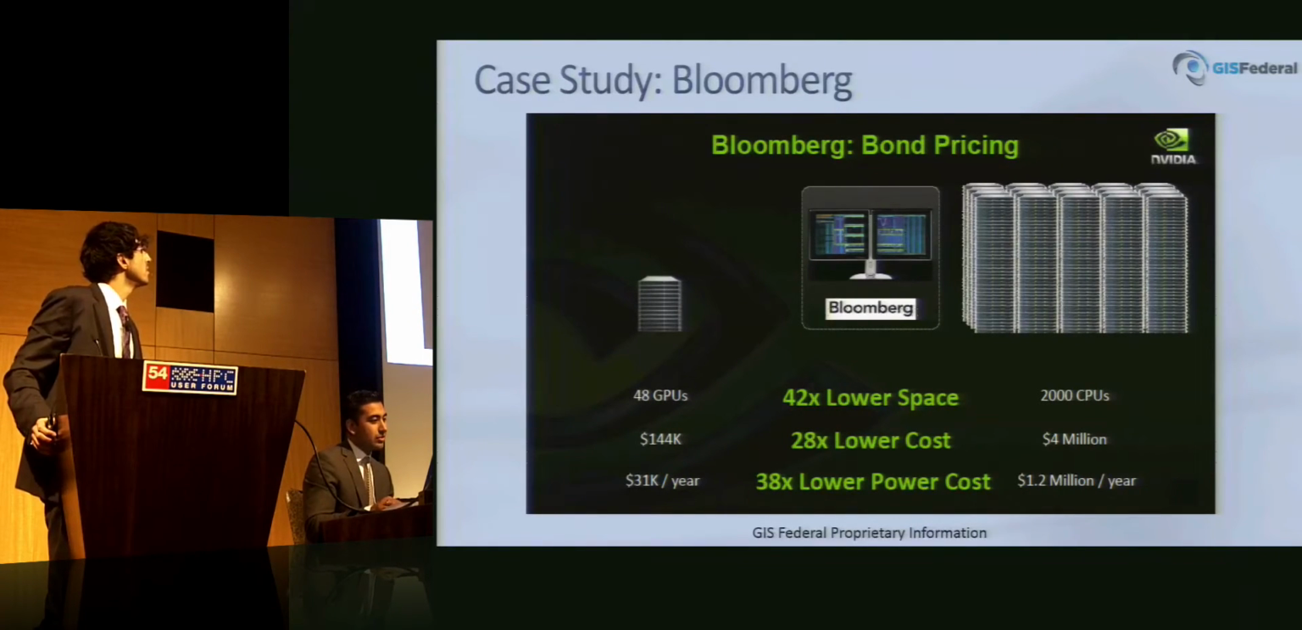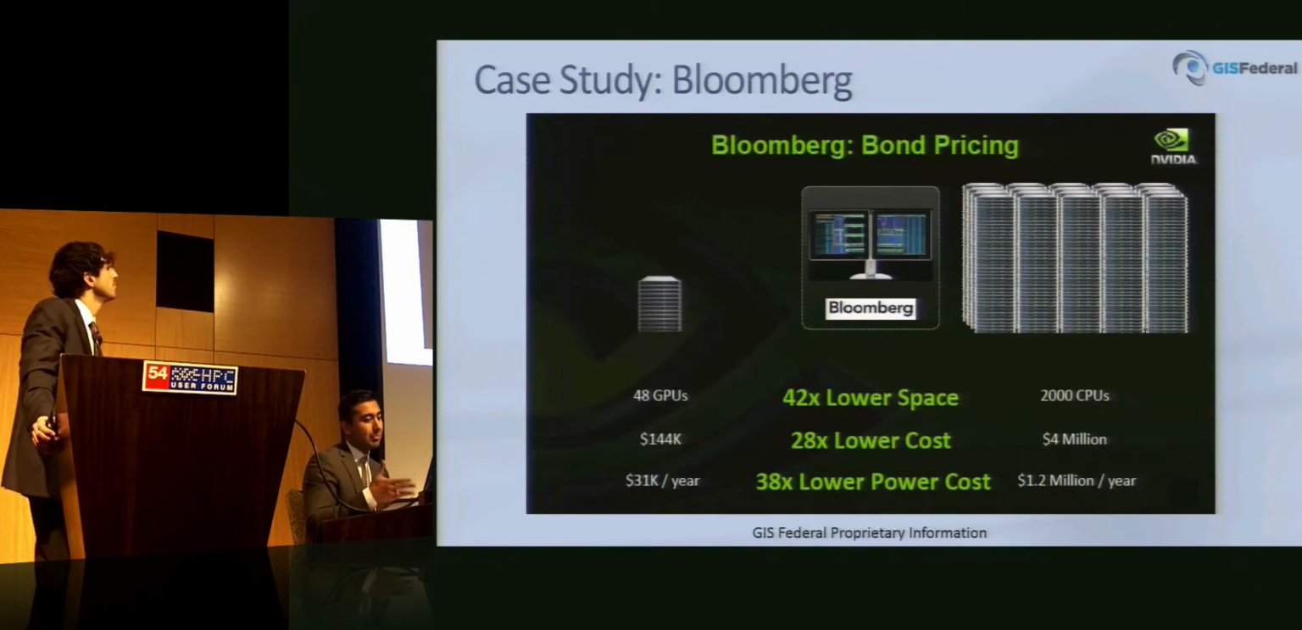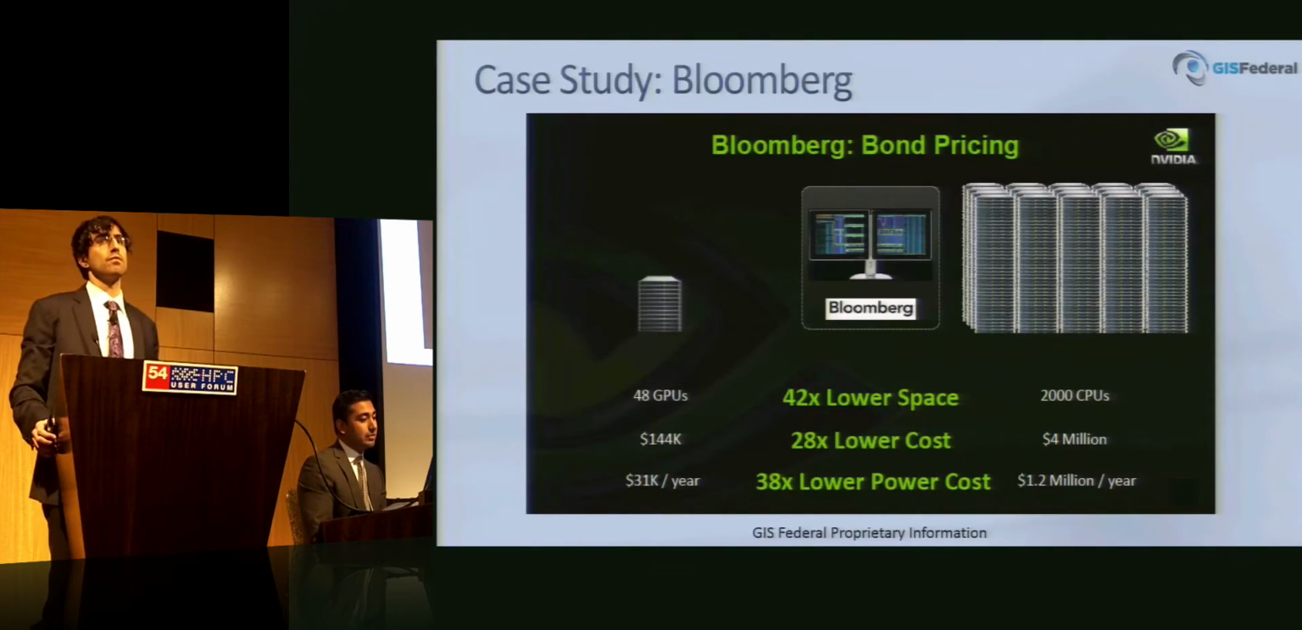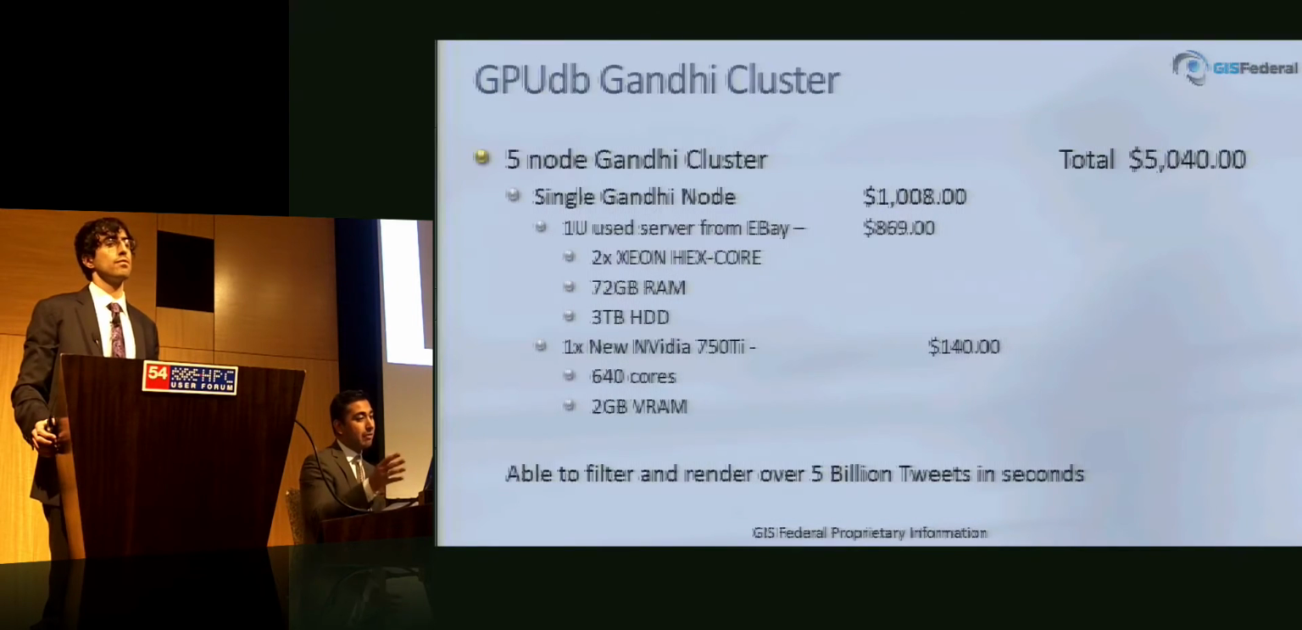This is just a general case study comparing CPU-based architectures to GPUs. NVIDIA released this from Bloomberg, and you can see the orders of magnitude difference and the lowering of space, cost, and power. Just power alone is pretty staggering. The cluster of 2,000 CPUs powering that cost $1.2 million, and it reduces down to 31K. Once you go to the GPU paradigm, you can do many different types of calculations that were not fathomed in the CPU world.